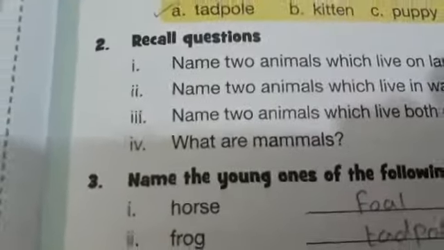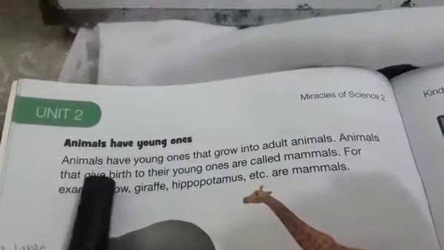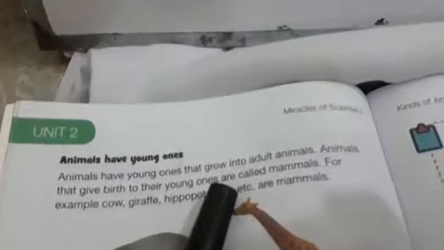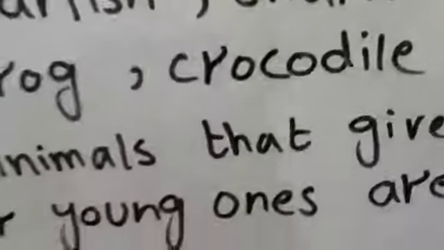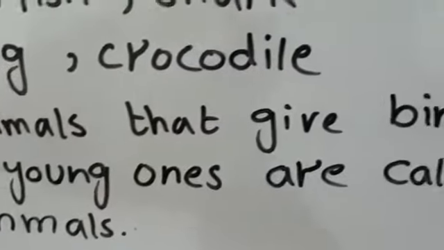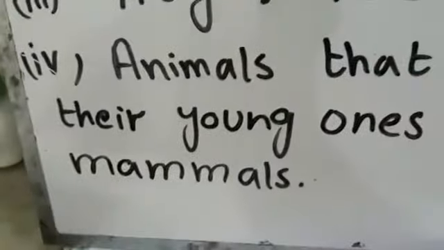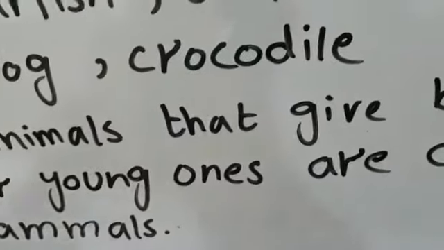Clear? Okay, what are mammals? We have read about the mammals over here. Animals that give birth to their young ones are called mammals. Clear? Write down the answer of question number 4. Animals that give birth to their young ones are called mammals. Clear? This is the correct answer of question number 4.